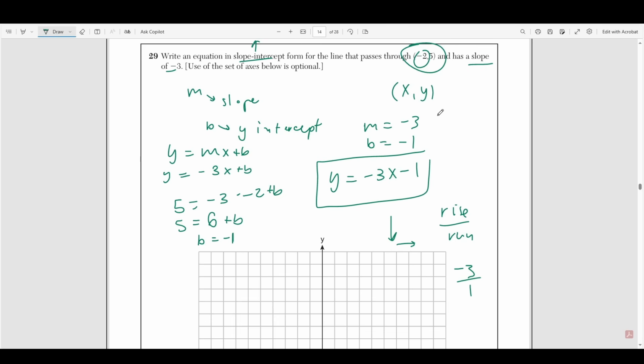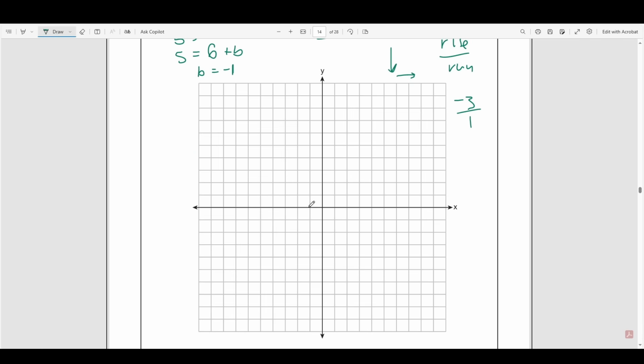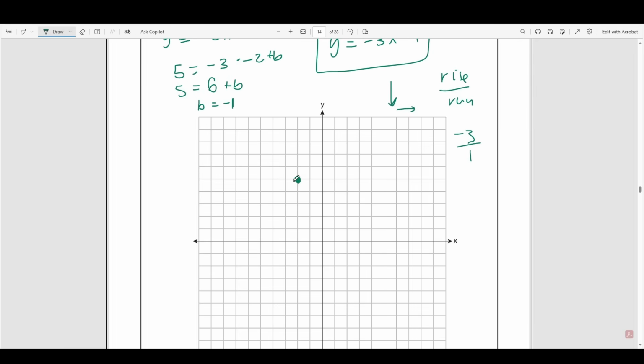Okay, so if we pass through the point negative 2, 5, that's negative 2 is here, and then 5 is 1, 2, 3, 4, 5. Okay, let's apply our slope here. Our rise is negative 3, so we're actually falling by 1, 2, 3, and my run, how much I'm going to the right by, is 1. So in this case, boom, that's our second point. We went down by 3 and to the right by 1.